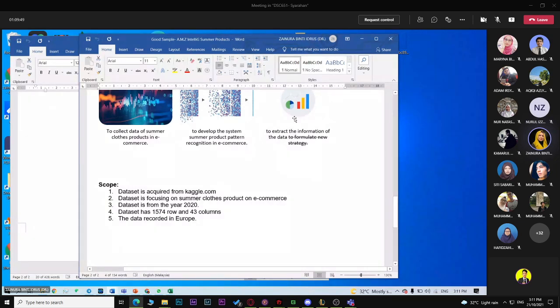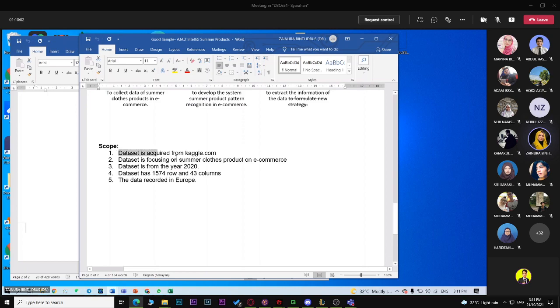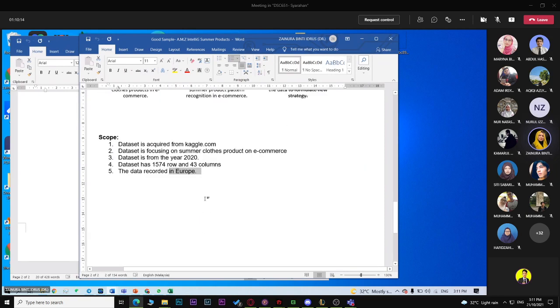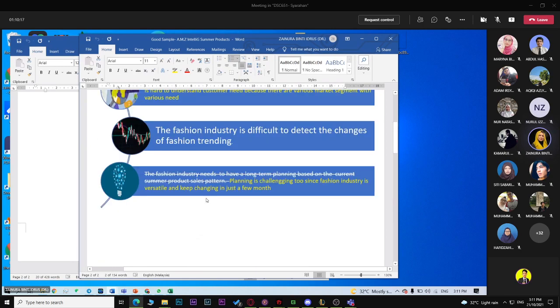These are the findings. Okay, but for the academic, we go developing lah. We develop the system. From this system, we extract the information. Of course, collect the data and so on. And the scope. The scope is what are the data, how many rows, how many columns. This is only for summer, clothes product. Where you get the data only for Europe. We got only for Europe scope. Okay. Ada lagi satu missing here actually.